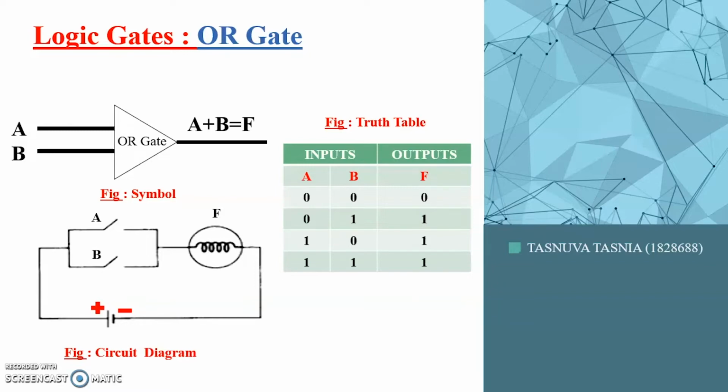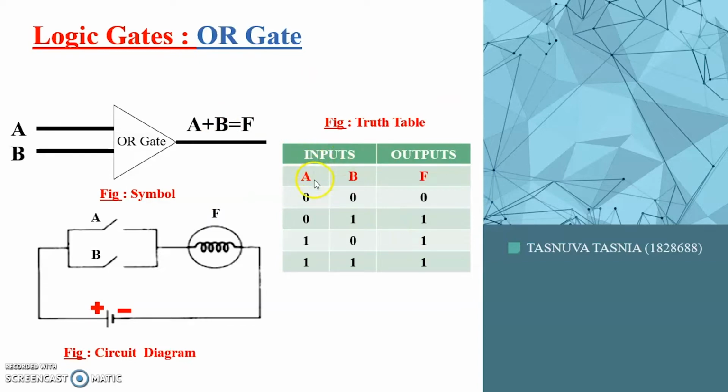A starting point generator is connected to one input of the OR gate and a digital processor unit is connected to the other input. Here is the symbol of the OR gate. Here, two inputs are going in, A and B. There is a summary of the OR gate: A plus B equals F. And here is the truth table of the OR gate.